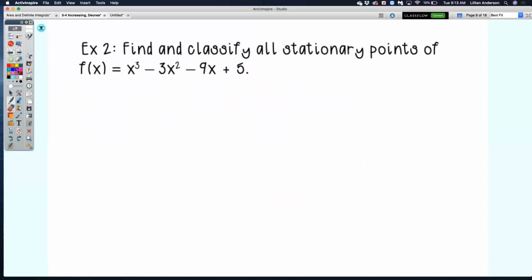So let's look at example 2. We're going to find and classify all stationary points of this function here. And as before, we need the derivative. Somebody online, give me the derivative.